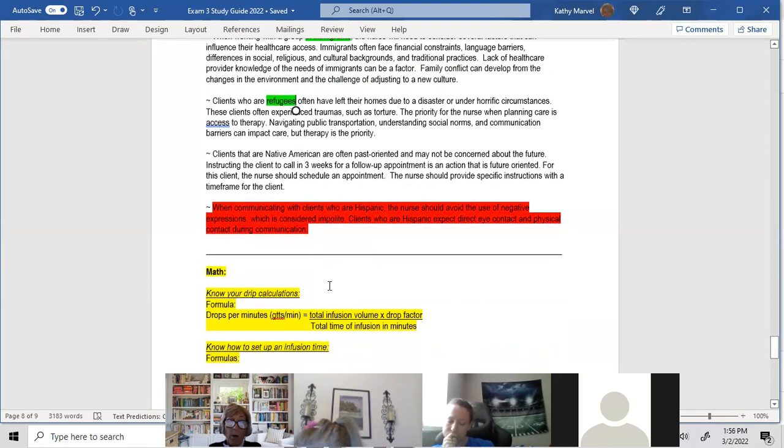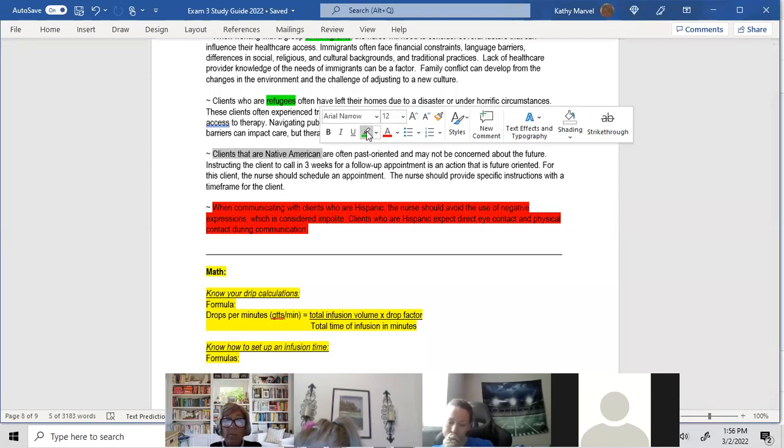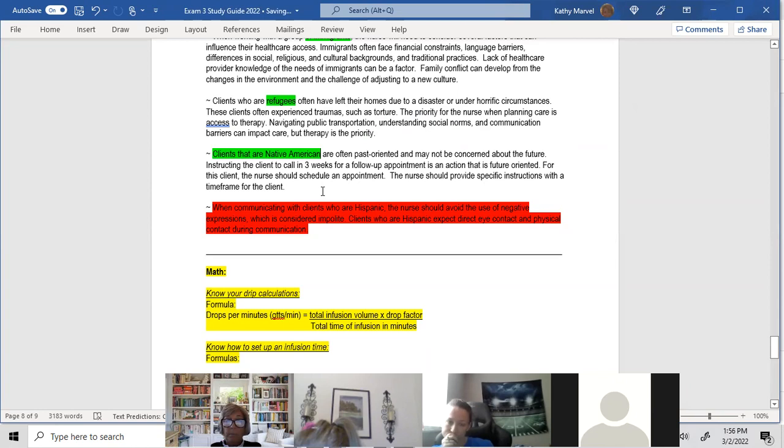Okay, and then the other part is that box we looked at, right, about Native Americans and Hispanics. Here we're talking about past oriented. Okay, and here I gave you the example of the follow-up, the Native American family who needs to follow up. They'll need some help. Okay, and here is the Hispanic community.